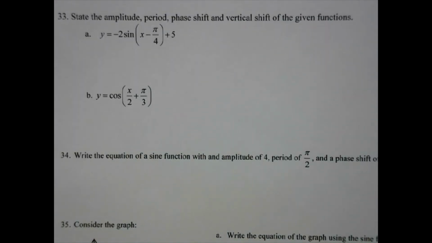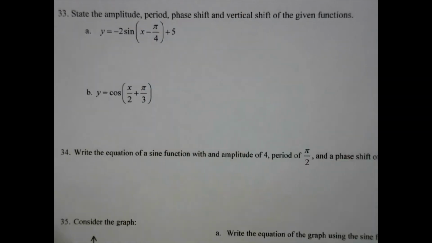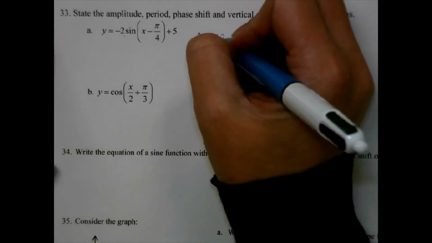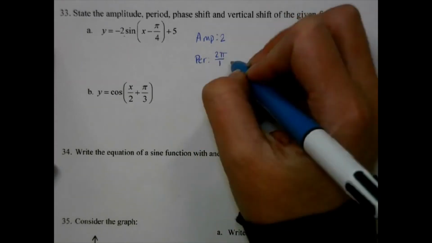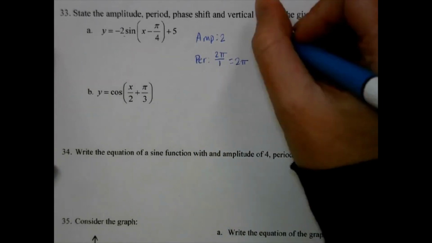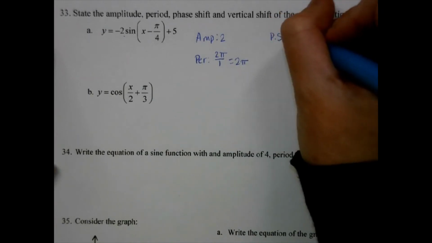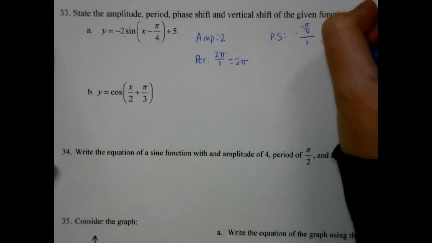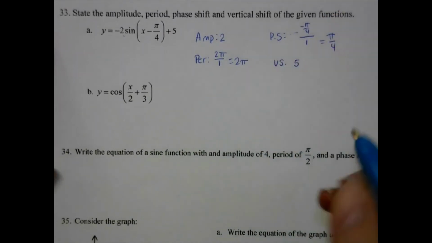Next we get to graphing. So in the free response video, I went through all the different rules for identifying from the function amplitude, period, phase shift, and vertical shift. The amplitude of this one is 2. The period is going to be 2 pi over b, which is 1. My phase shift is negative c over b, so negative pi over 4 over 1, so that'll be pi over 4. And then my vertical shift is going to be 5.